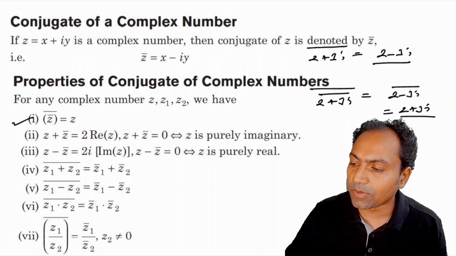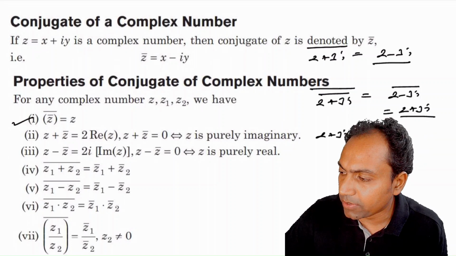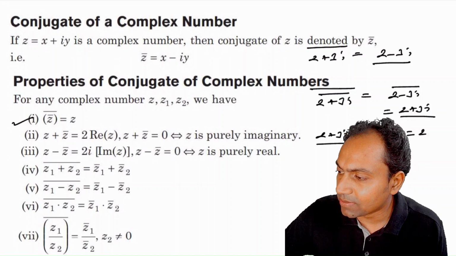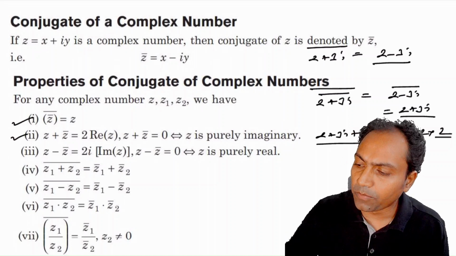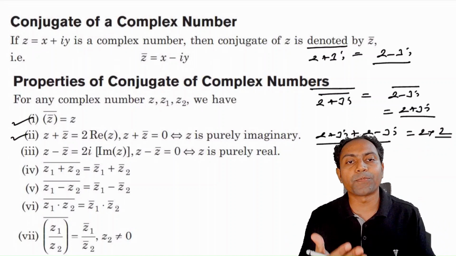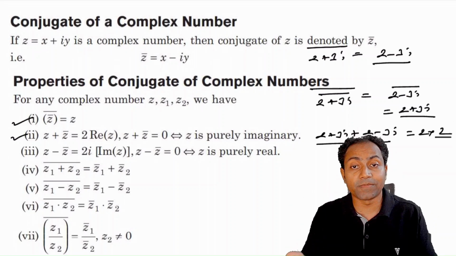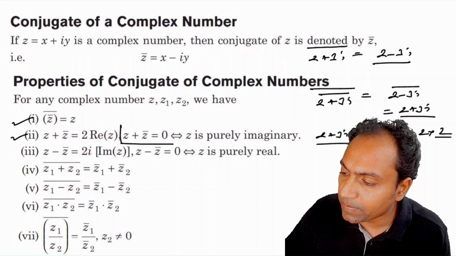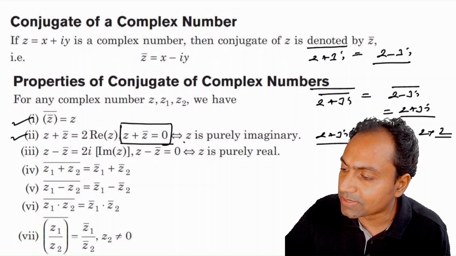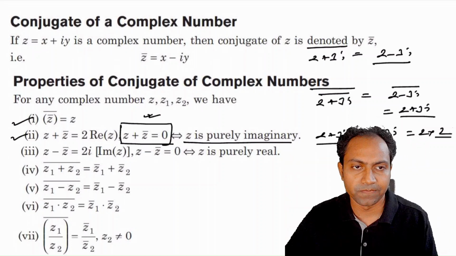Second property talks about, and this is a very important idea, that if I add this number to its conjugate, the imaginary part will get cancelled out and you will get 2 times the real part. And this is very important because sometimes the question will talk about purely imaginary numbers. When we talk about purely imaginary numbers, the real part will become 0. So this z plus z bar equal to 0 will become the condition for z to be purely imaginary. And this is very important. A lot of JEE questions are based on this idea.